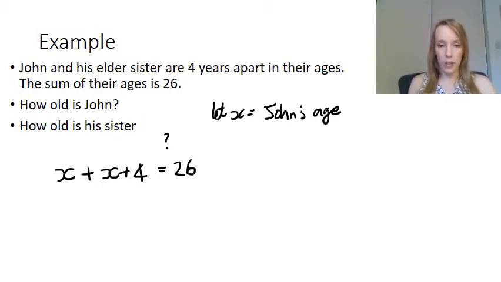So now we've got a pronumeral and we've defined it. So x is John's age. We've written an equation. So x plus x plus 4, John plus his sister's age, equals 26. And from there we can solve it.